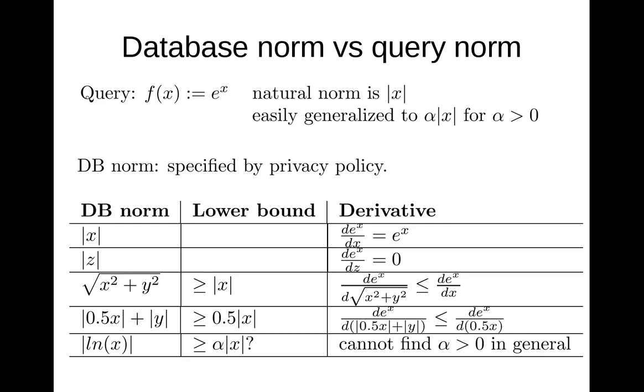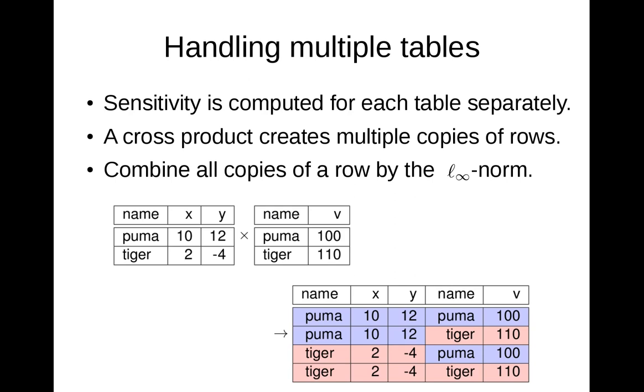We are able to compute the sensitivity of a query with respect to one norm, but we are really interested in its sensitivity with respect to a different norm. Consider still the same query, computing the exponent of x, and then consider also possible database norms, some examples of which are given in the left column of the table. What we are now going to do is upper bound one norm with a different norm. The norm that we're going to upper bound is the database norm, and the different norm is related to the natural norm of this query. We can use the derivative with respect to the query norm to upper bound the derivative with respect to the database norm, and we can use it to compute the magnitude of the noise.